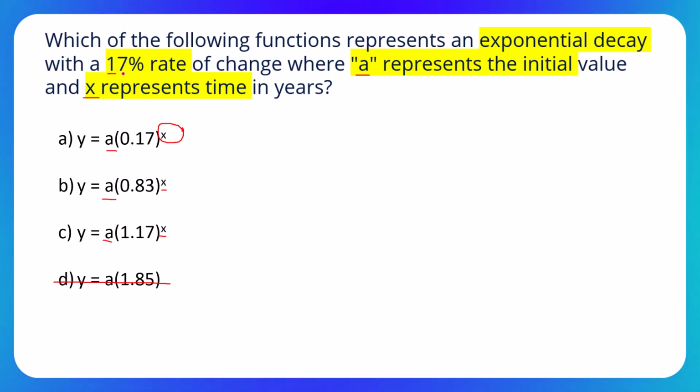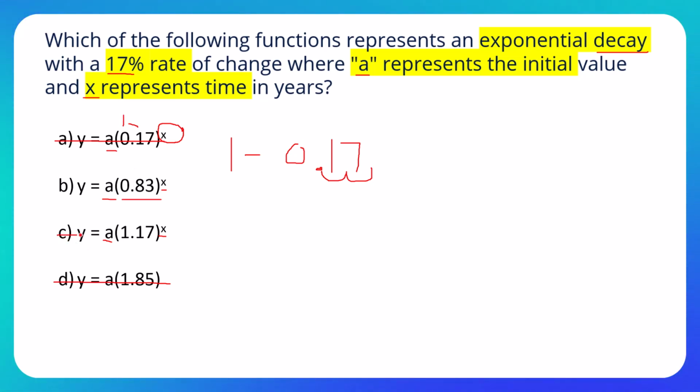All right, 17% is our rate. We're going to take that 17% and change it to a decimal by moving the decimal 2 places to the left. So it's 0.17. When we're talking about decay, we're going to subtract that percent from 1. When we're talking about growth, we'll add that to 1. So 1 minus 0.17 is 0.83. So it's not going to be 0.17. We've got to subtract that from 1.